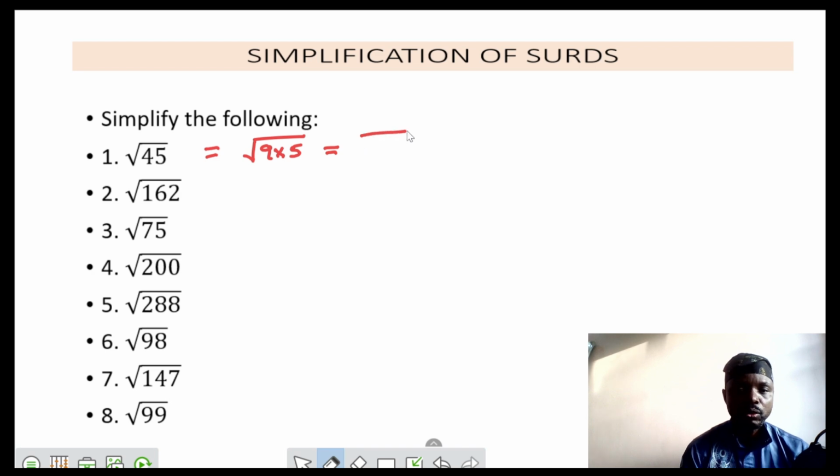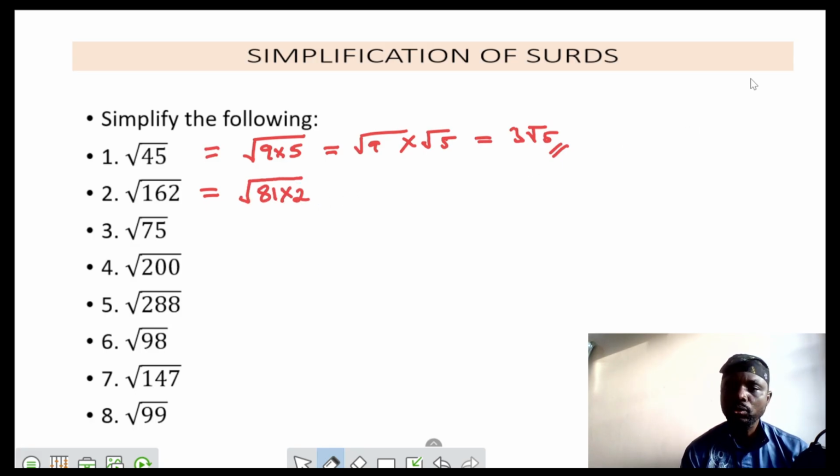So this one will give me root 9 times what? Root 5. So this will now be 3 root 5. So this is how to break it to this. Then root 162 can be expressed as 81 times 2. If you don't know what to do when you see a number, just find the factor first.